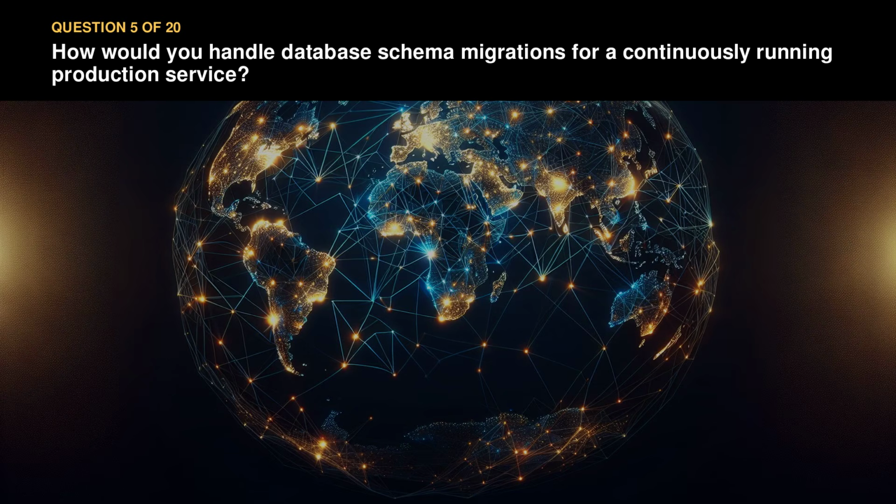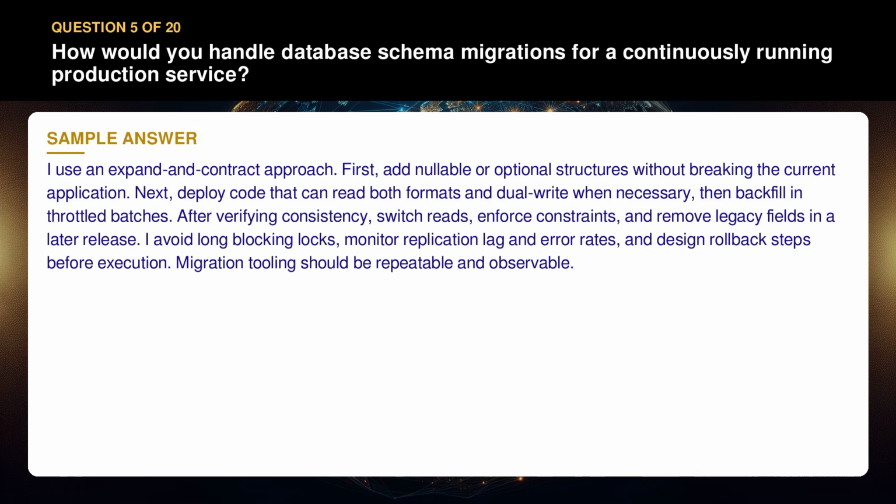Question 5. How would you handle database schema migrations for a continuously running production service? I use an expand and contract approach. First, add nullable or optional structures without breaking the current application. Next, deploy code that can read both formats and dual write when necessary, then backfill in throttled batches. After verifying consistency, switch reads, enforce constraints, and remove legacy fields in a later release.